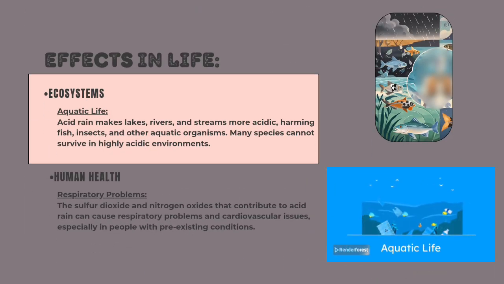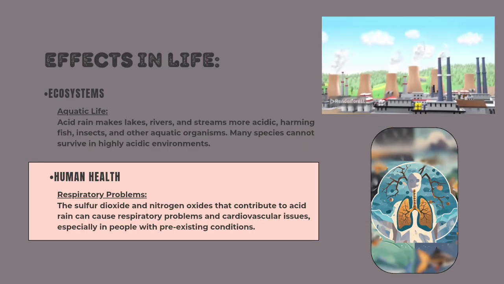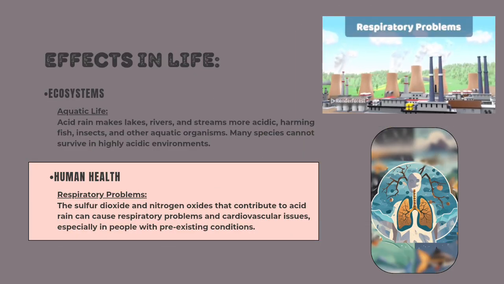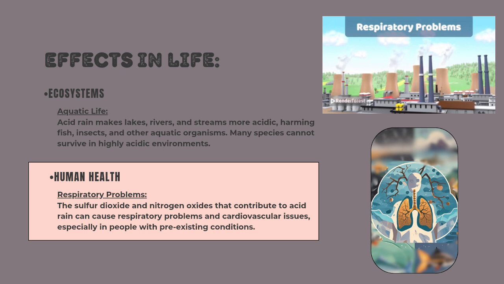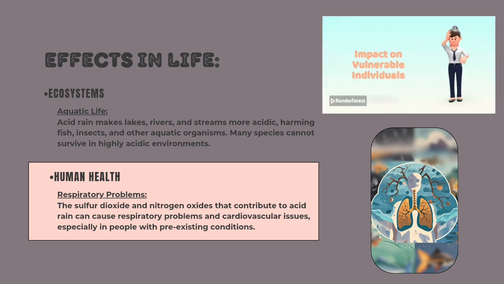Effects in life. Ecosystems. Aquatic life. Acid rain makes lakes, rivers, and streams more acidic, harming fish, insects, and other aquatic organisms. Many species cannot survive in highly acidic environments. Human health. Respiratory problems. The sulfur dioxide and nitrogen oxides that contribute to acid rain can cause respiratory problems and cardiovascular issues, especially in people with pre-existing conditions.